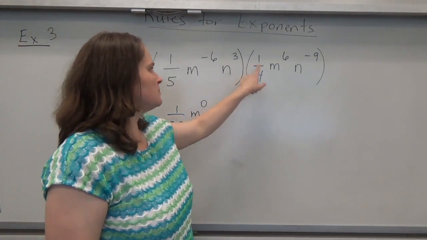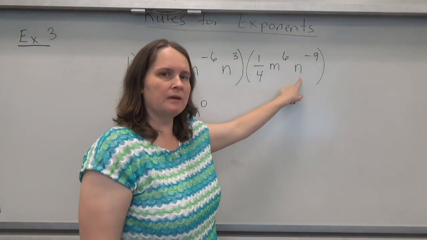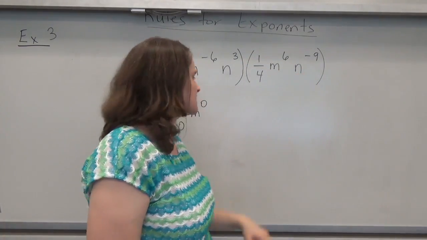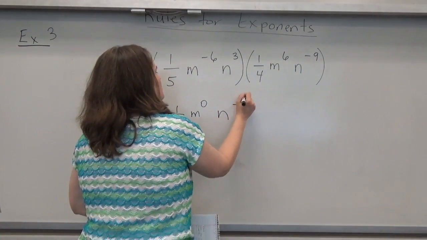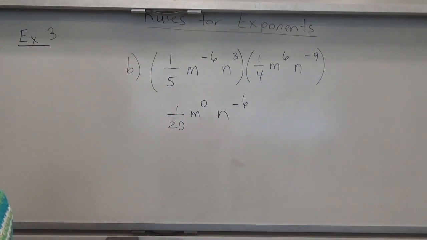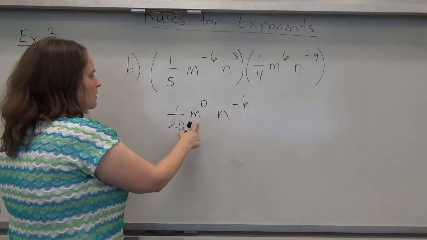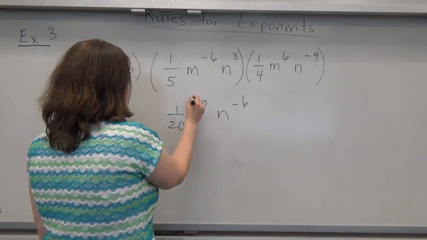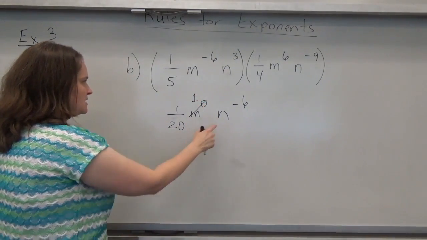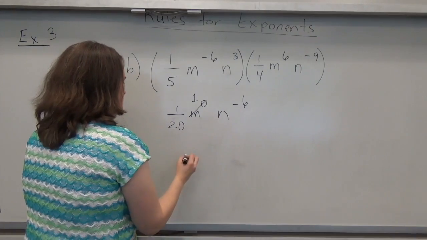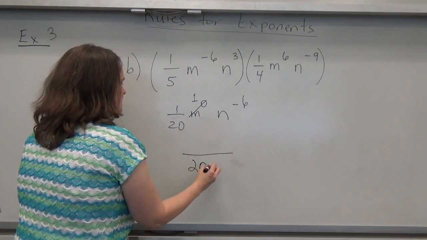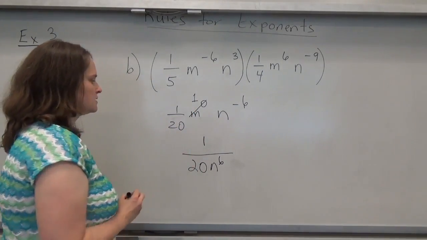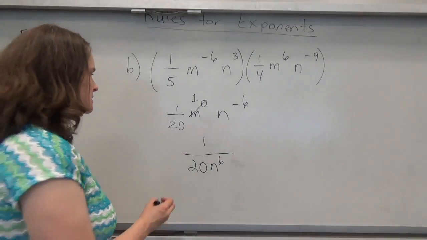N to the 3rd times n to the negative 9th. You need to keep your common base and add your exponents. So 3 plus negative 9 is negative 6. All right. M to the 0, we've got a rule that tells us that's 1. So you can just think of this as a 1 sitting here. And the n to the negative 6 needs to go into the denominator. So we've got the 20, and n to the 6 goes into the denominator. The only thing left in the numerator is that 1. So this is my answer, 1/20 n to the 6th.